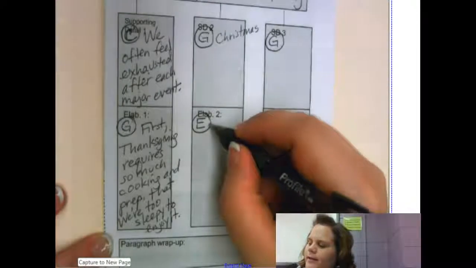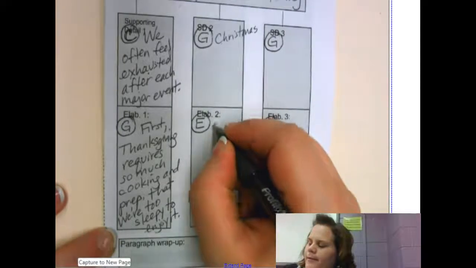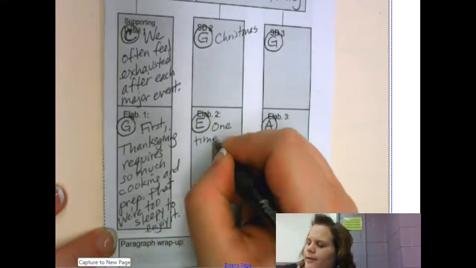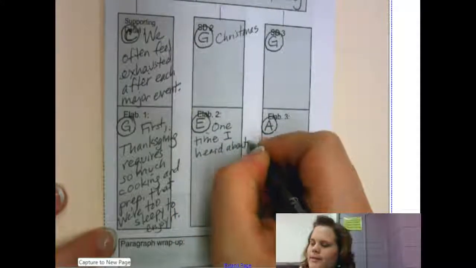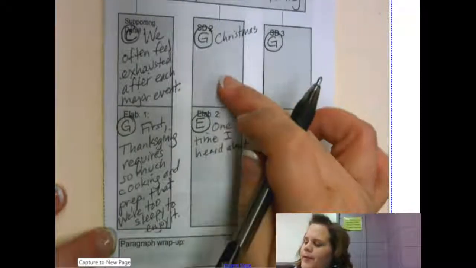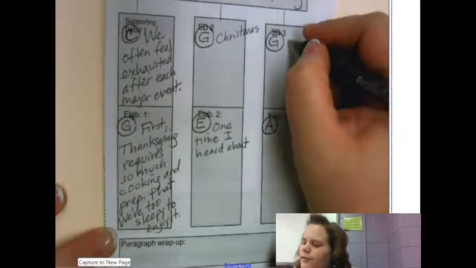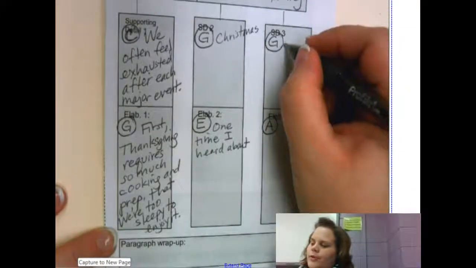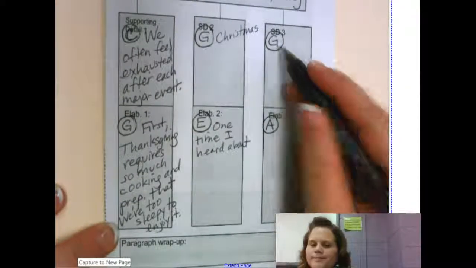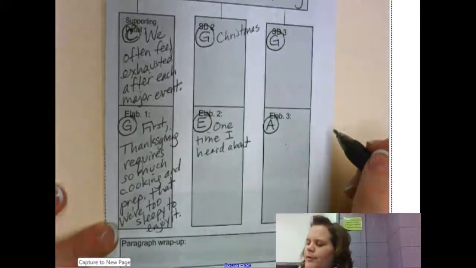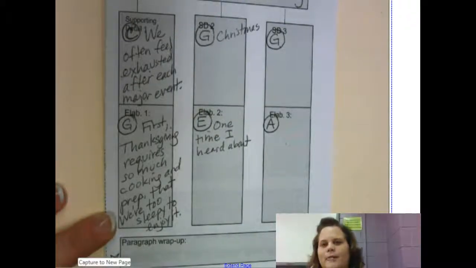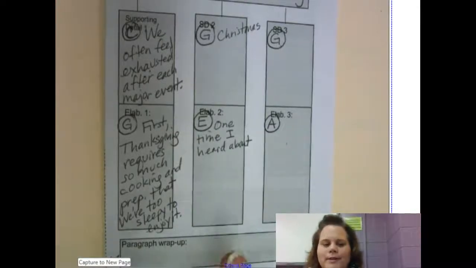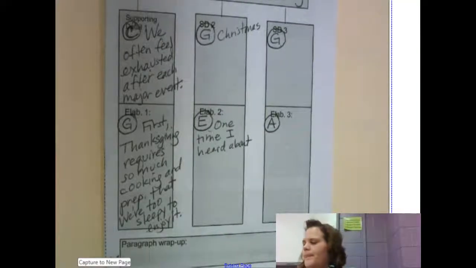Then you're going to go with an experience, like one time I heard about, and that's going to talk about the experience that this proves. And then you're going to give another example, either furthering Christmas or another holiday, and then you're going to tell a story. Once you come show me all this, we'll come up with a paragraph wrap-up together. Okay? So pause right now and work on this, and then we'll move on to the next part.